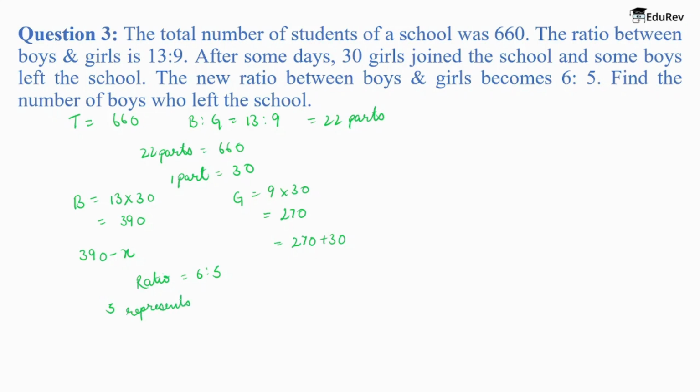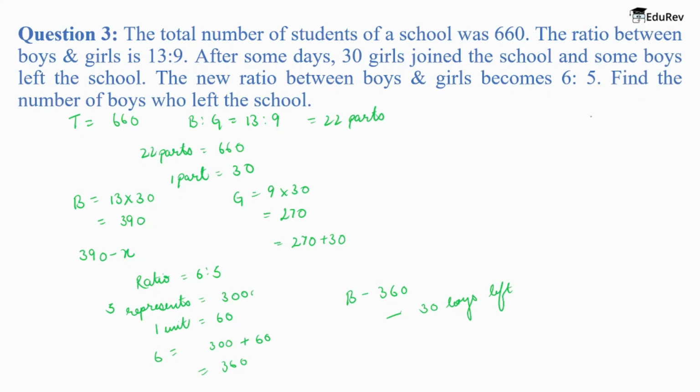So 5 represents 300 here. So 1 unit will be equal to 60. Now 6 is equal to, right, we talked about the ratio 6. So 6 is 300 plus 60, which is equal to 360. So the number of boys now become 360, which means 30 boys have left the school.